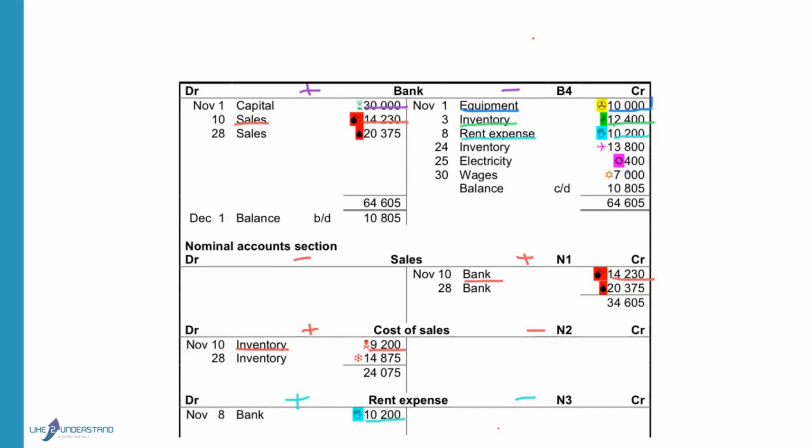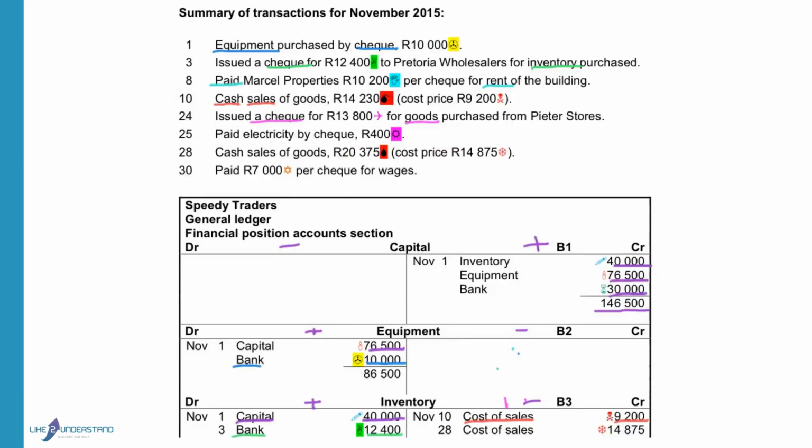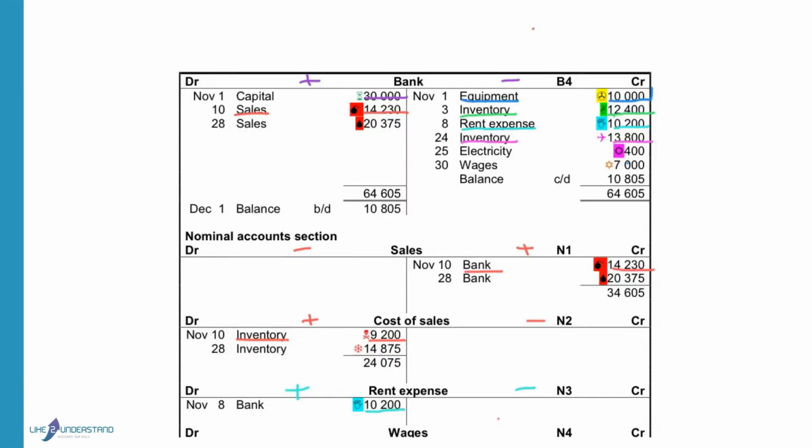Bank is an asset that reduced because we took money out of the bank, so we show that the money in the bank decreased with 13,800 and inventory account was debited. Paid electricity by check. Electricity is an expense and we took money out of the bank, so the double entry will be in the bank account. The bank account is credited to decrease the money in the bank because assets decrease on the credit side, and the electricity account will be debited.